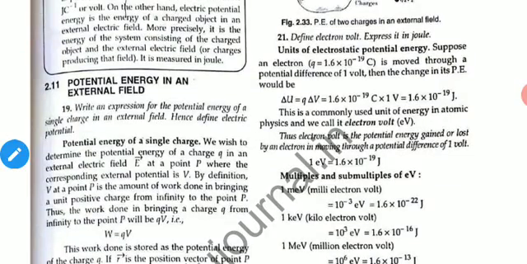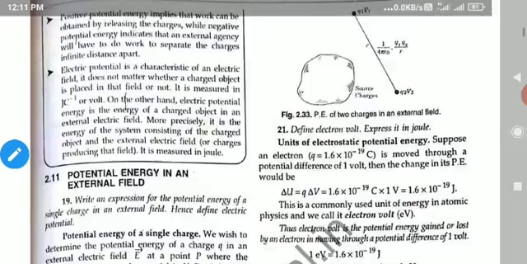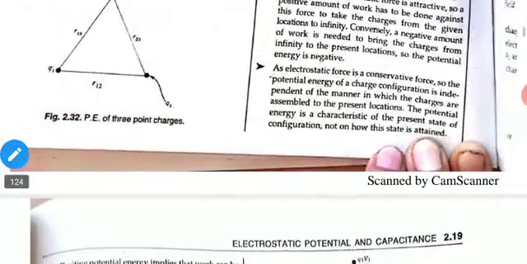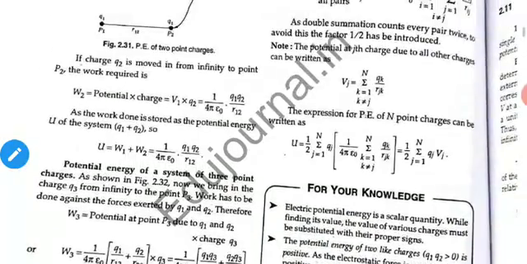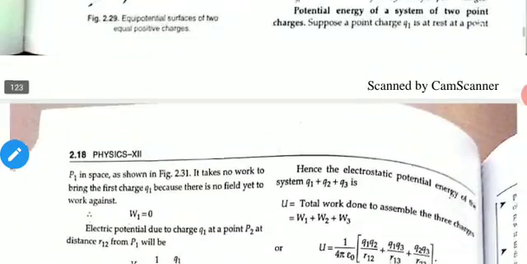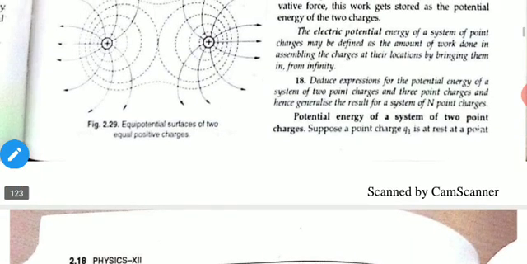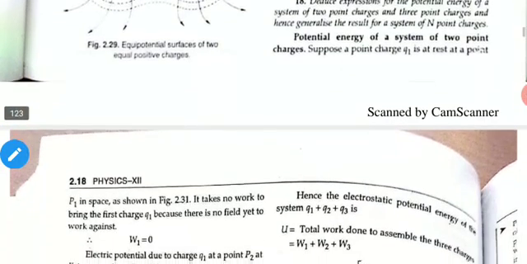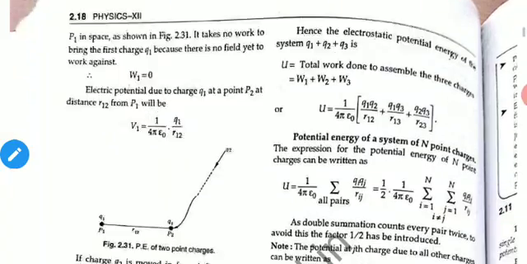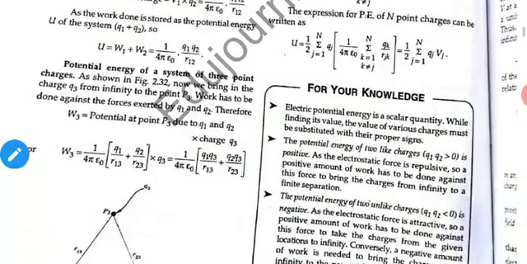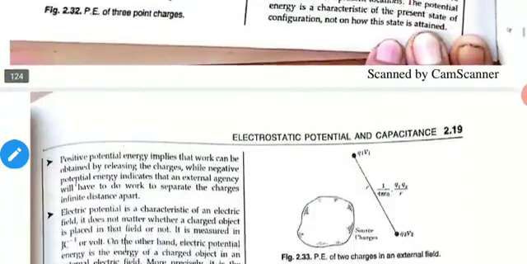Students, in the last lecture we discussed the potential energy of a system of charges. So we considered that there are n number of charges and we found the expression for that.